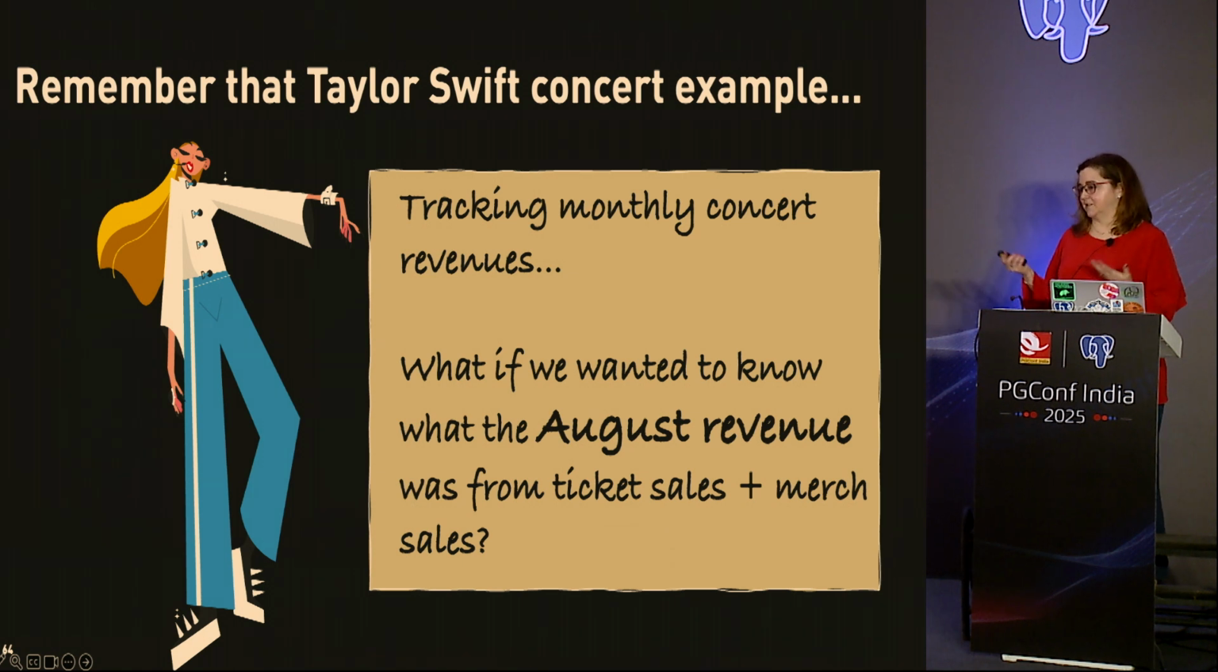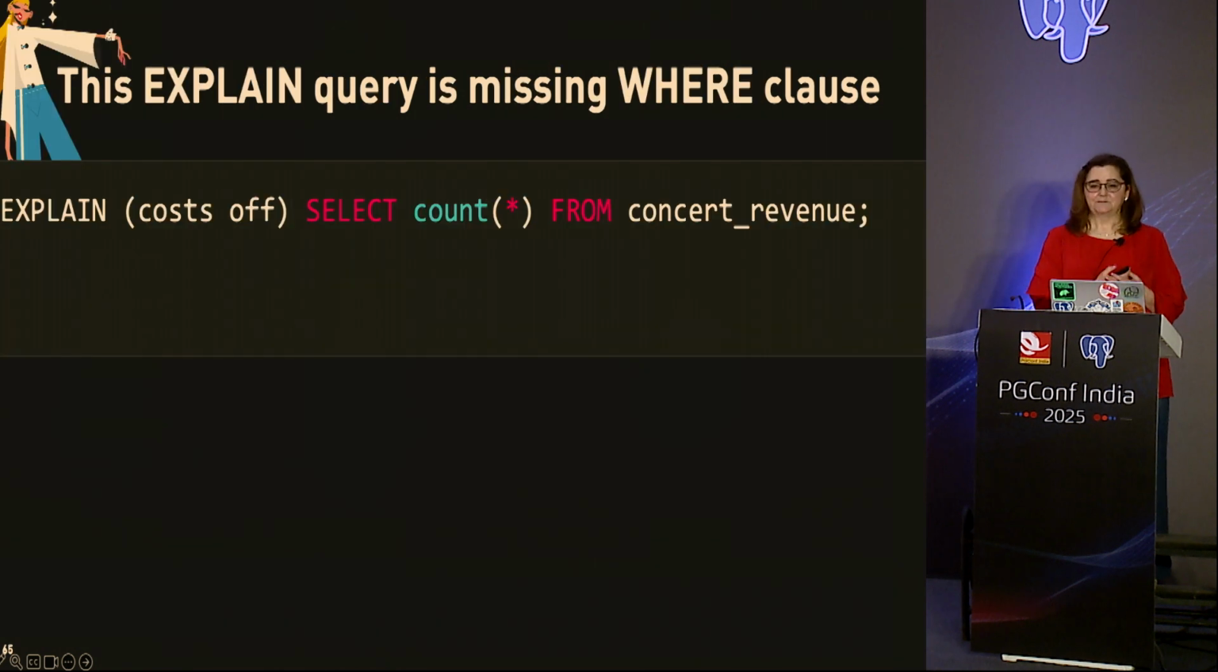So if we go back to the Taylor Swift examples, what if we wanted to know what the August revenue was from ticket and merchandise sales? If we look at this explain query, it doesn't have a where clause. It's missing it, which means it doesn't have the right kind of chocolate or the right kind of butter, or it doesn't have salt.